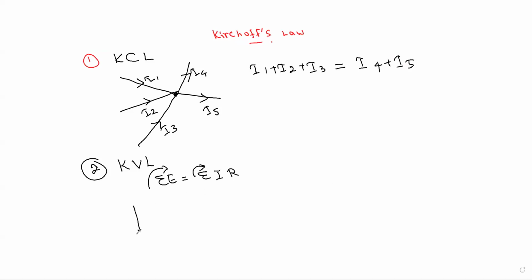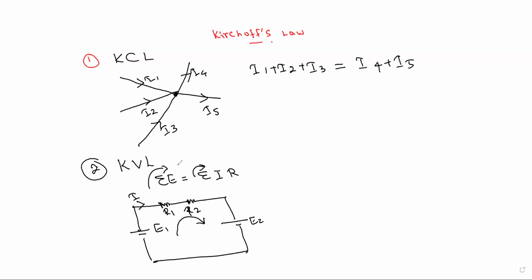Okay, as an example, we can draw a circuit like this. Put E1 like this, E2 like this, and resistors R1 and R2. I'll put the current direction like this. Before applying KVL, we want to decide the direction for application. So I will consider this direction for the KVL. According to KVL, sigma E equals sigma IR.